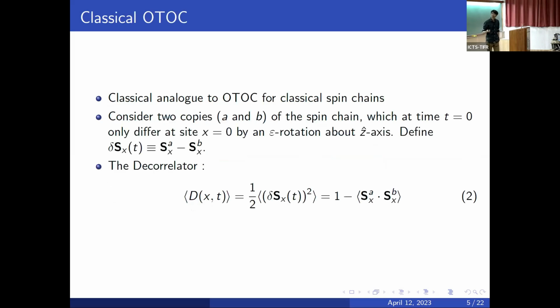For this, we look at a classical analog of the out-of-time ordered correlator. And specifically in the rest of the work, since I'm going to be dealing with a spin chain, we look at the classical analog for a spin chain. The analog comes out to be nothing more than the cross correlator between two copies of a spin chain that have been initialized in slightly different conditions.